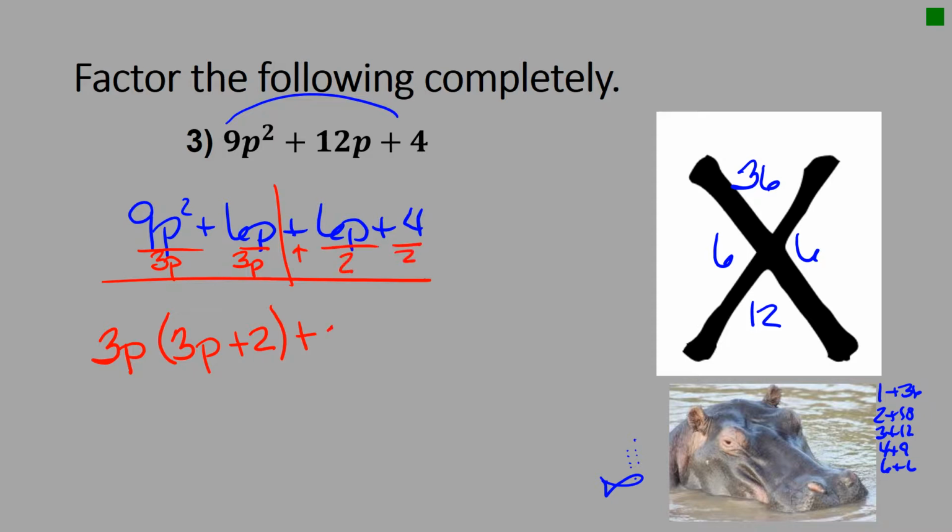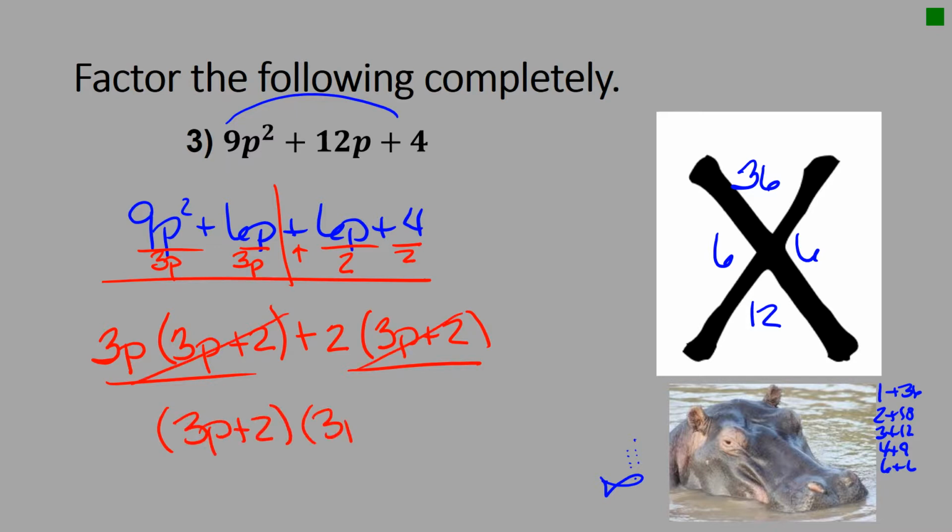What do these two have in common? 2. 6p divided by 2 is 3p. 4 divided by 2 is 2. Let's see what we have in common. 3p plus 2. And look guys, this was also 3p plus 2 quantity squared.